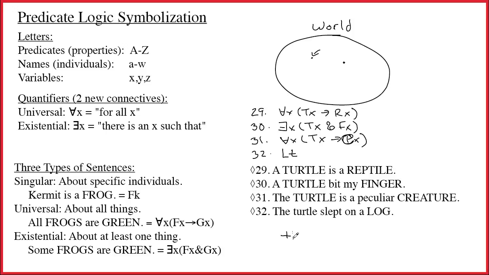The words this and that are kind of interesting in logic. This and that sort of act as perfectly generic names. When I say this, it's a sort of a way of picking out a particular object and giving it a name, so to speak. So if you said, this turtle slept on a log, that would definitely be a singular sentence. And the turtle slept on a log is working in a very similar way.